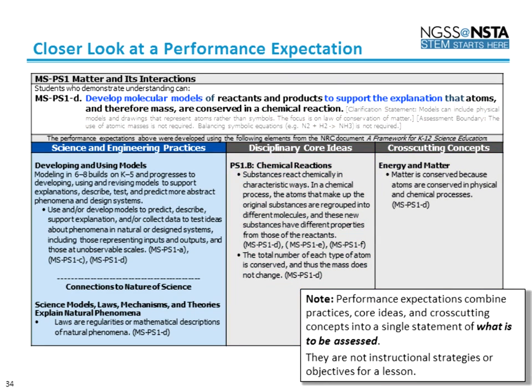So we have developing and using models in the blue text, so develop molecular models to support an explanation. We have this idea about reactants and products and atoms and mass are conserved in a chemical reaction. And then down here, the total number and type of each atom is conserved, and thus mass does not change in a chemical reaction. And then the cross-cutting concept of matter being conserved, and this idea of conservation tying into one of the cross-cutting concepts.